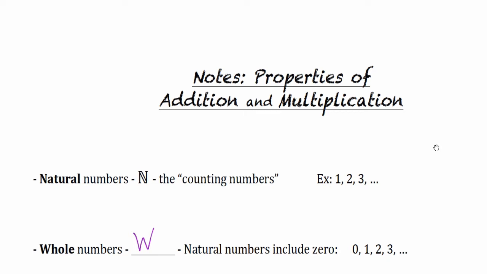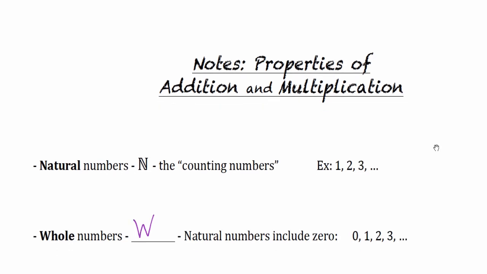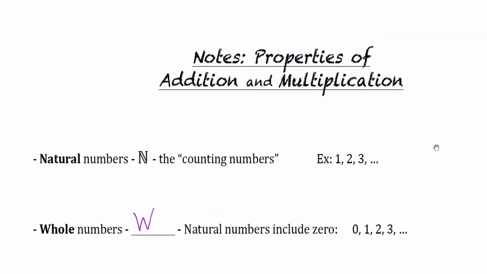Okay, so our first set of numbers for the day is natural numbers. Natural numbers we call our counting numbers. So examples of that would be like 1, 2, 3, and so on. Our next set of numbers we call whole numbers, and whole numbers are really just building on our natural numbers, where it is our counting numbers plus the number 0. So it starts at 0, 1, 2, 3, and so on.